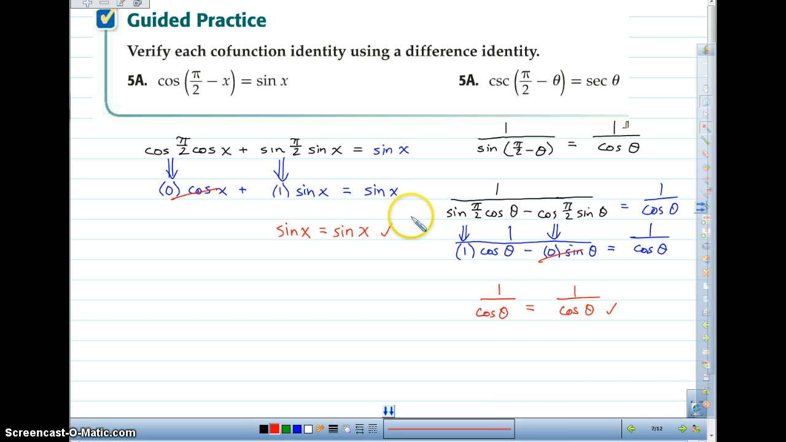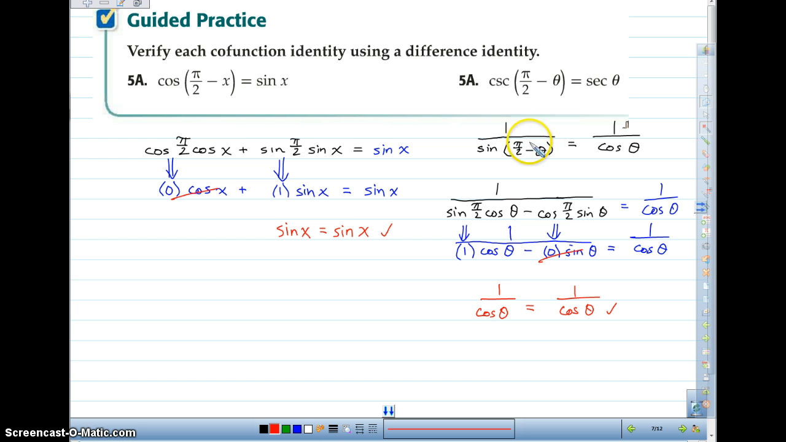Okay, here are the solutions to the guided practices. This one is very similar to the one we just did. They just reversed it and wanted to see if you could prove it using cosine and showing that it's equal to sine. This one was a little bit tricky only because they gave you reciprocals, so you had to write them as 1 over sine and 1 over cosine.